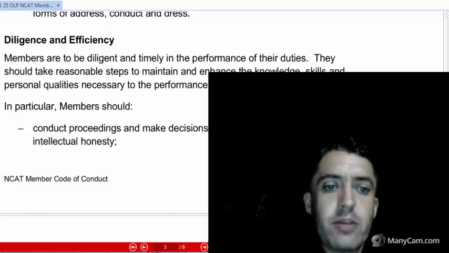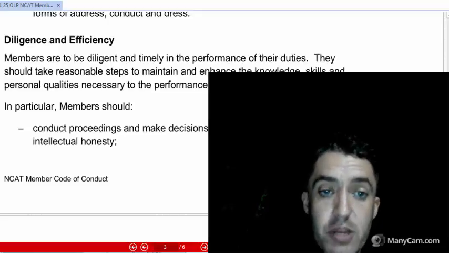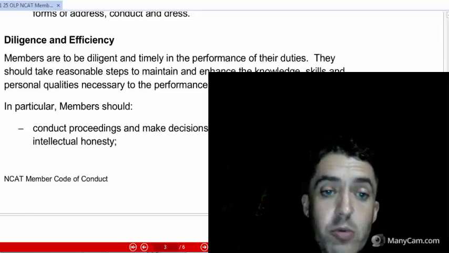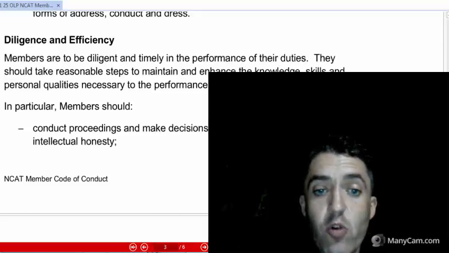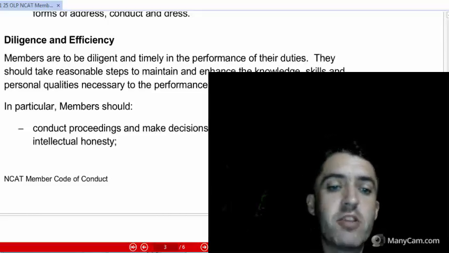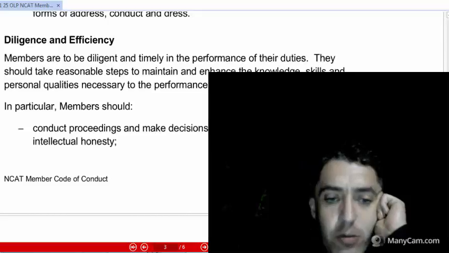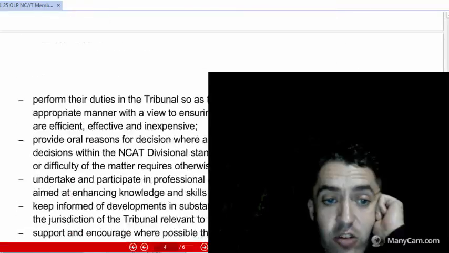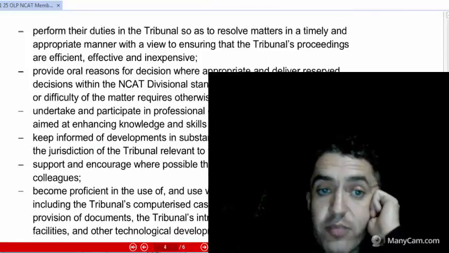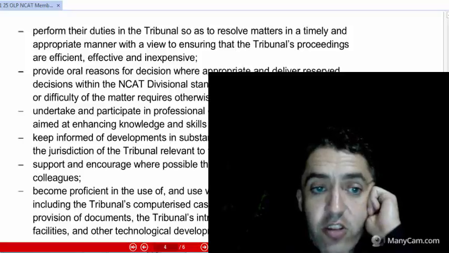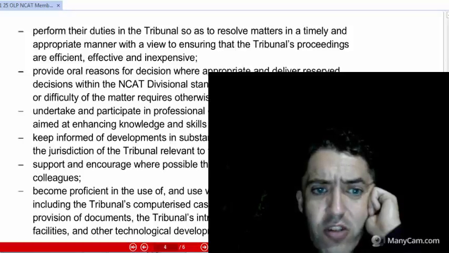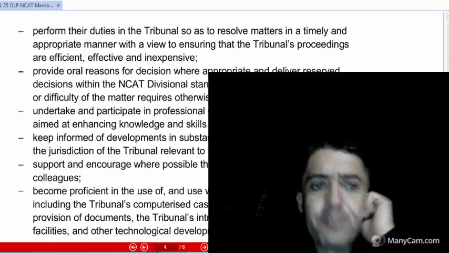Diligence and efficiency. Members are to be diligent and timely in the performance of their duties. They should take reasonable steps to maintain and enhance the knowledge, skills, and personal qualities necessary to the performance of their duties. In particular, members should conduct proceedings and make decisions with due rigour, diligence, and intellectual honesty. Perform their duties in the tribunal so as to resolve matters in a timely and appropriate manner, with a view to ensuring that the tribunal's proceedings are efficient, effective, and inexpensive.